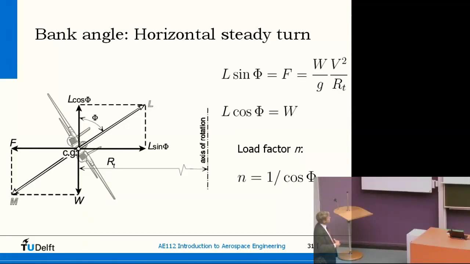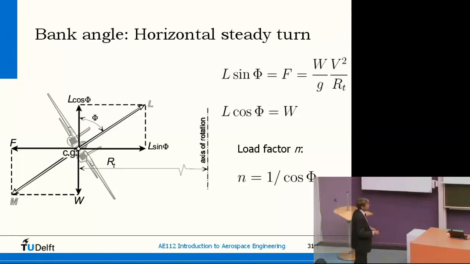Well, that follows easily from this picture. You see that basically L cosine phi has to compensate for the weight. So how large is now the load factor? It's basically the weight divided by the cosine. Well, the weight is what is 1g, so 1 divided by the cosine is the number of times that you experience the normal gravity. So this means that if you have 60 degrees, and the cosine is a half, then your load factor is 2. So you have 2g constantly if you make a turn something like this, like 60 degrees.